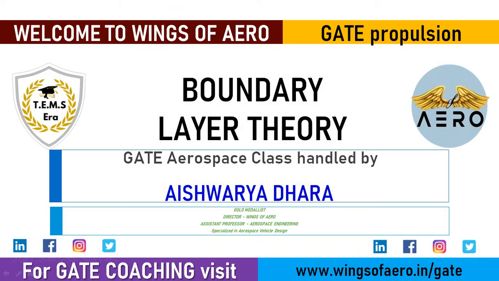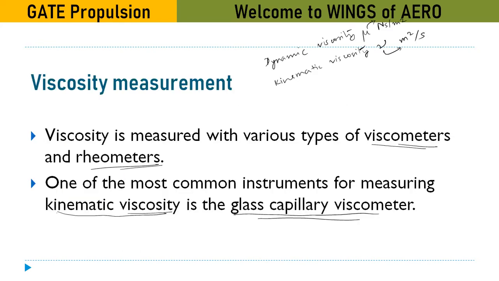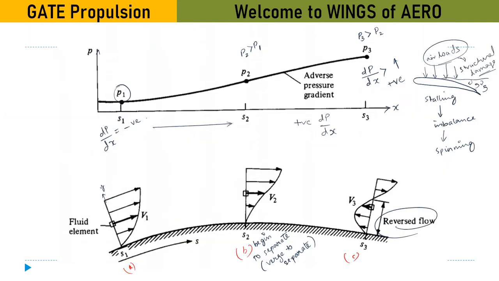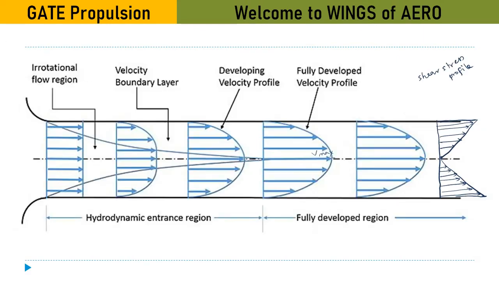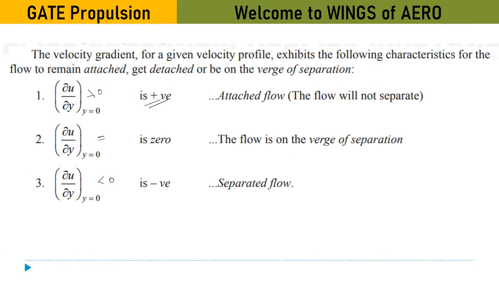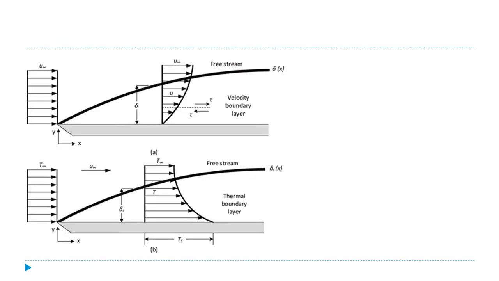So already we have gone through what are the basic things about boundary layer and the importance of viscosity, how we can measure viscosity, and how the flow separation takes place. So these are the things we have seen in the last class, and today we will move towards the core region, that how it affects with temperature.